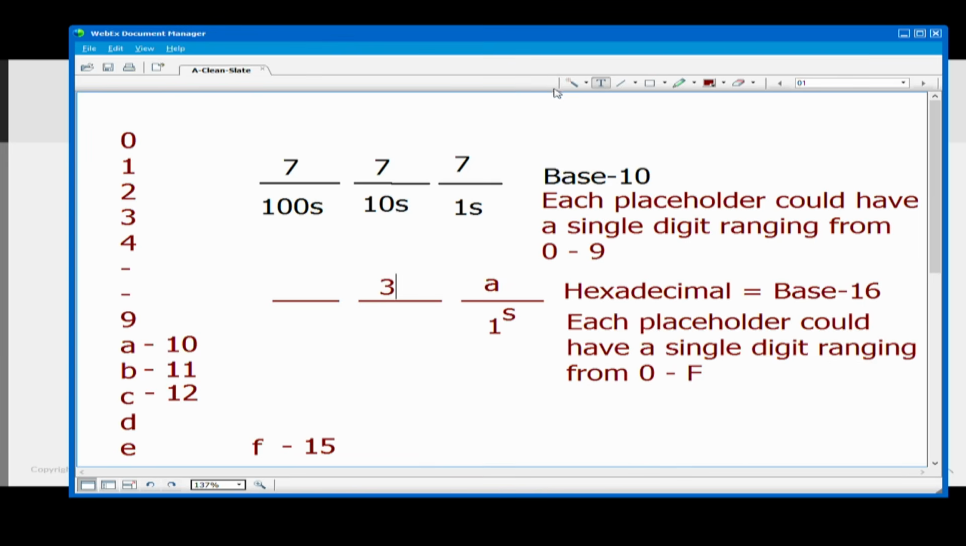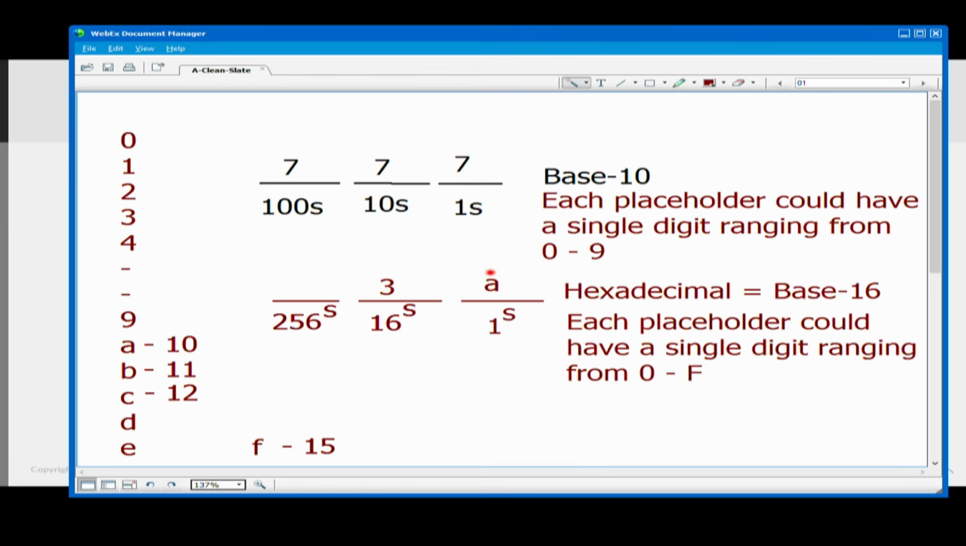If I put, let's say, 3 right here, well, in decimal, we multiplied by 10. Each placeholder was a multiple of 10 from the previous placeholder. Well, in hexadecimal, we're talking about base 16. So we multiply by 16. So we got 1 times 16, which is the 16's position. The next position is going to be 16 times 16, which is the 256's.